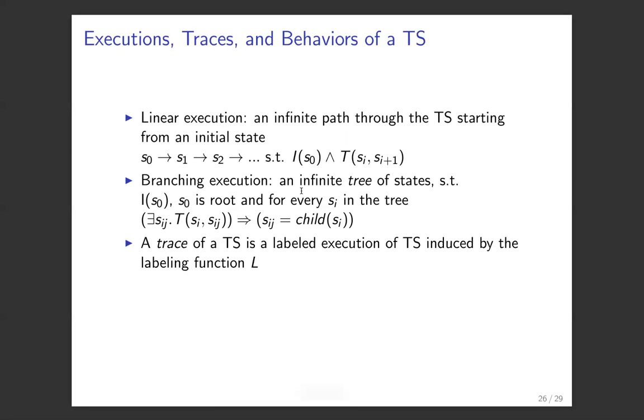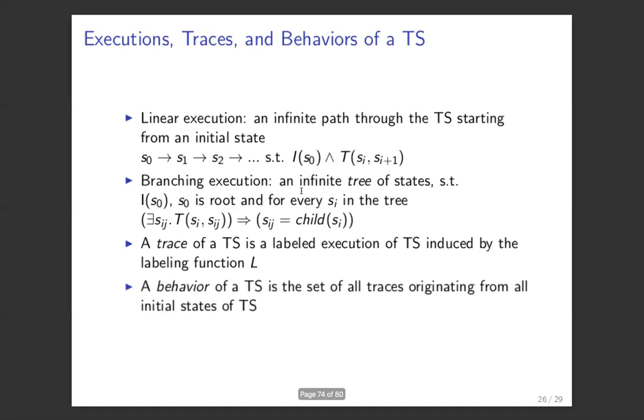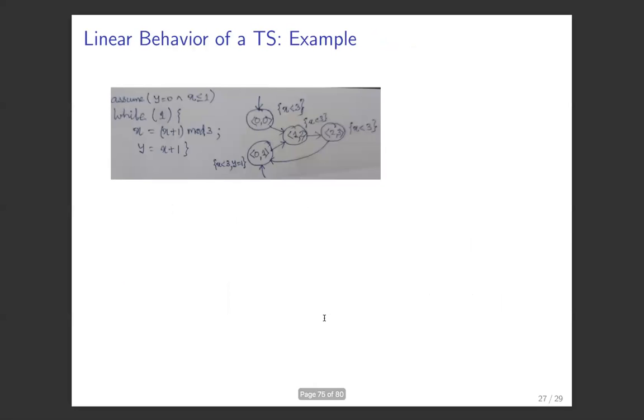Now, a trace, as I said, is a labeled execution of the TS that is induced by the labeling function. And the labeling function itself captures certain aspects of the state that we are interested in. It defines the things that you want to track. It's a set of finite propositions. So the behavior of a transition system is then defined as the set of all traces originating from all initial states, and that's where I want to use this example, and I will go through this example again.